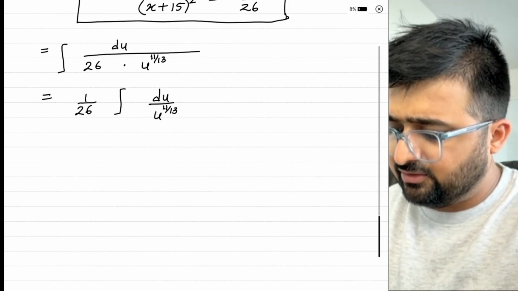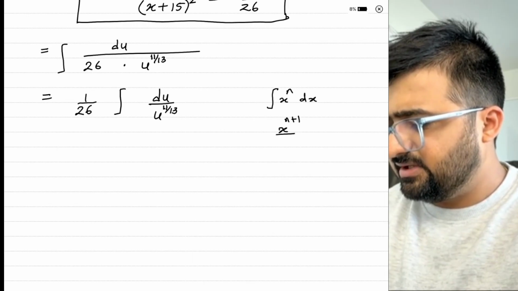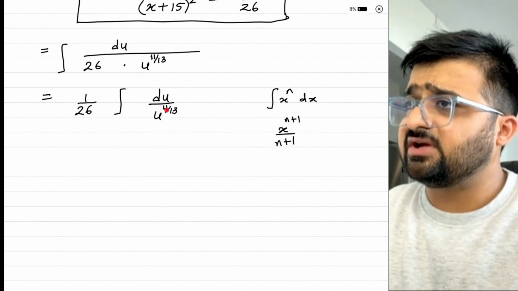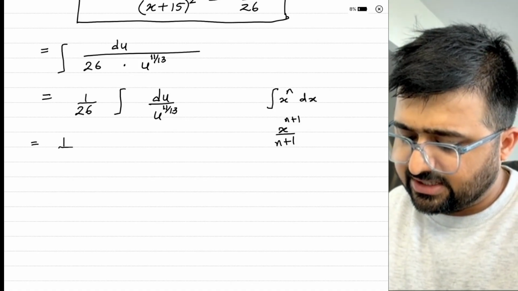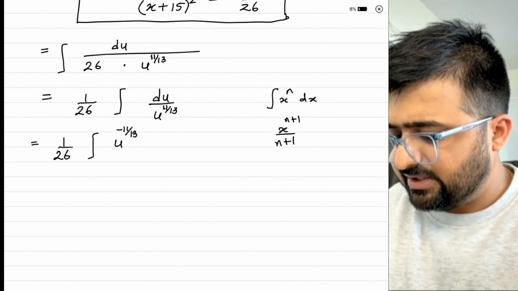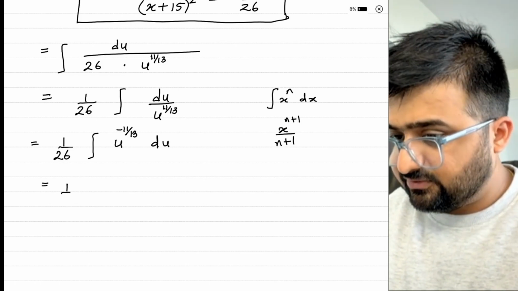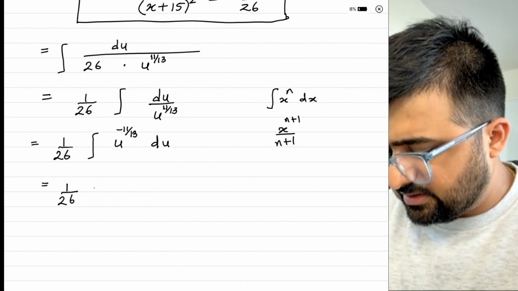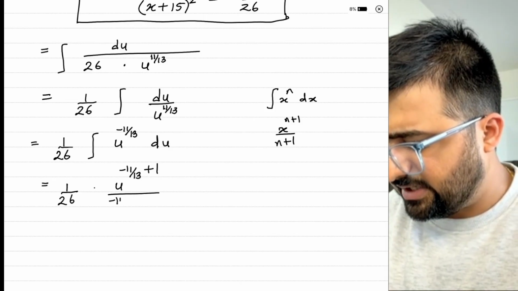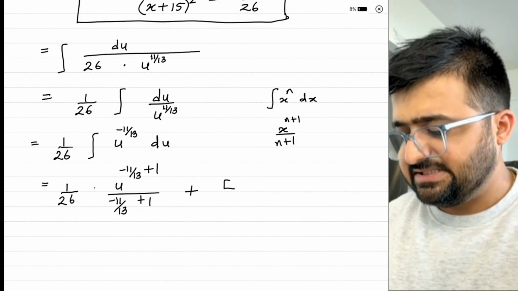And we know that integral of x to the power n dx is x to the power n plus 1 divided by n plus 1. Okay, I hope that makes sense. So we can just apply the law of exponents first here and take that in the numerator. So we have u to the power minus 11 by 13 du, and then we can apply this algebraic formula of integral. So we have 1 over 26 and then we have u to the power minus 11 by 13 plus 1 divided by minus 11 by 13 plus 1 plus constant of integration c.